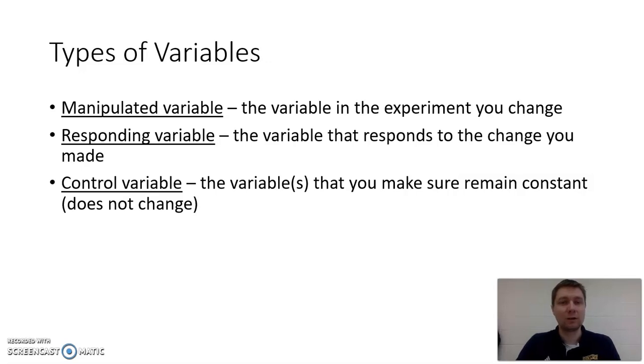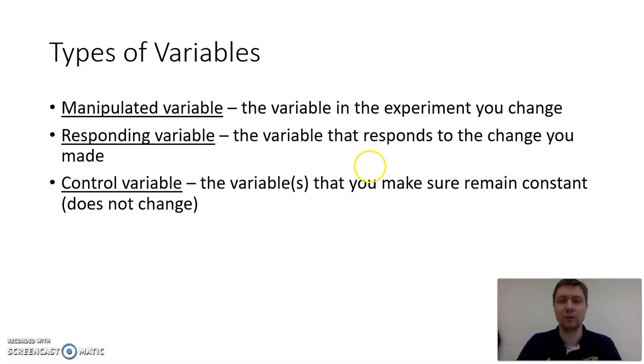The first one is, as you can see up here, manipulated variable, and this is just a variable in the experiment that you change, so you, the experimenter. The second one is a responding variable. This is a variable that responds to the change that you made. And we'll go through some examples here in just a minute, but these are the definitions.